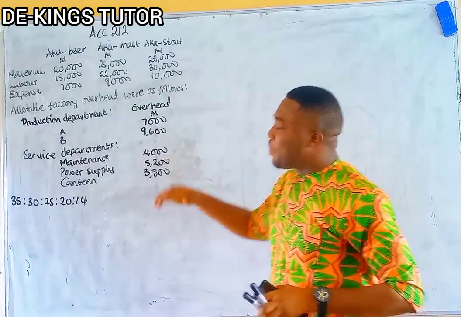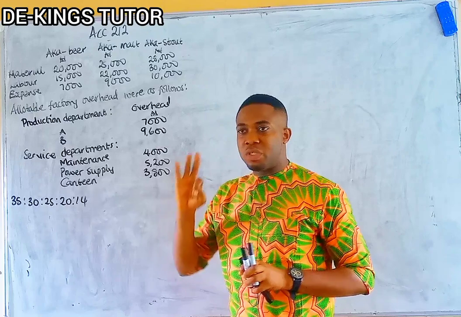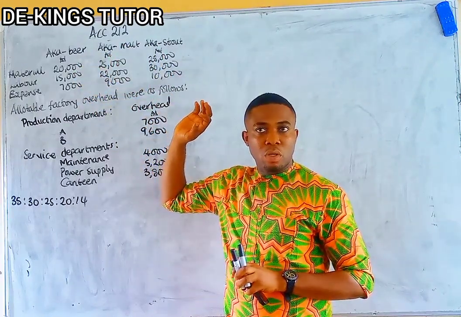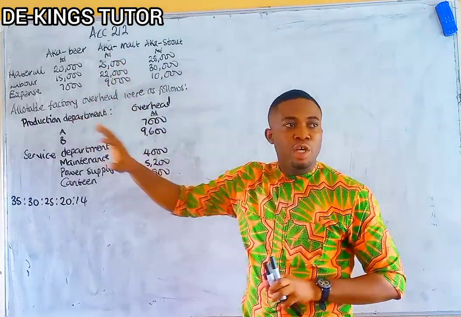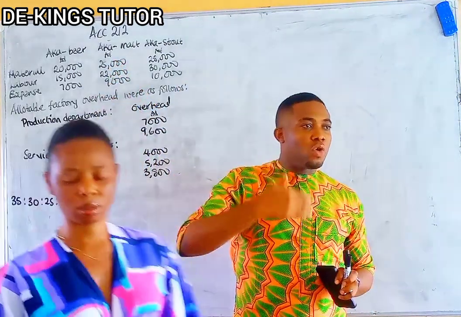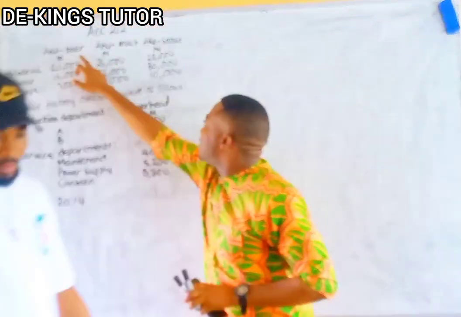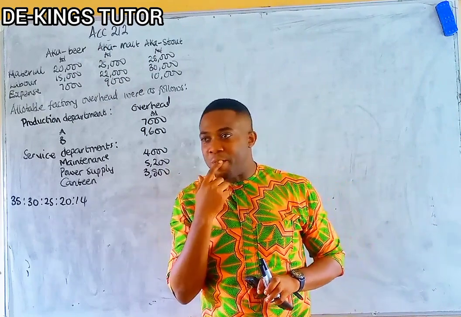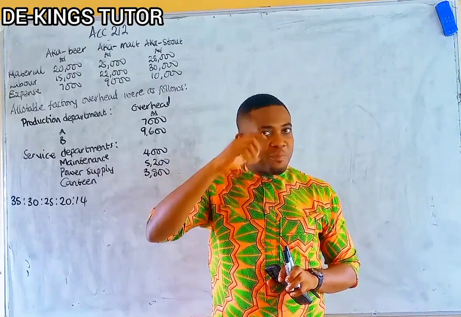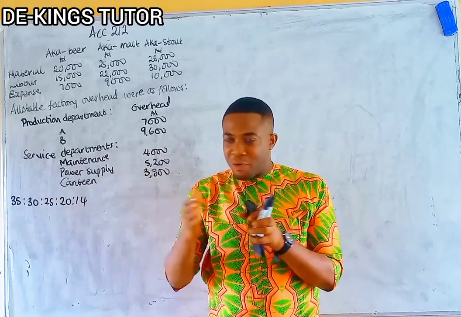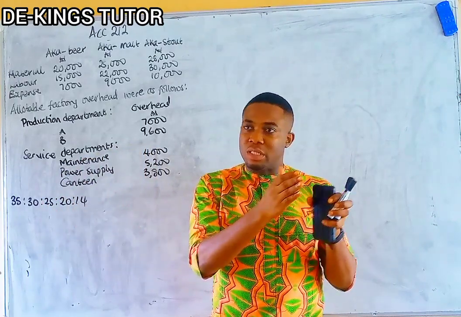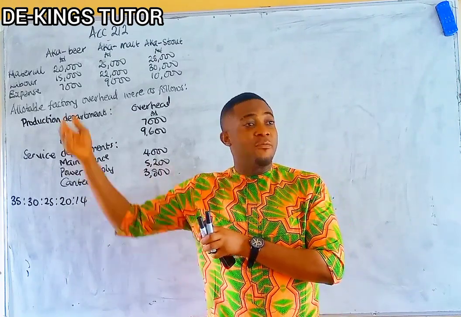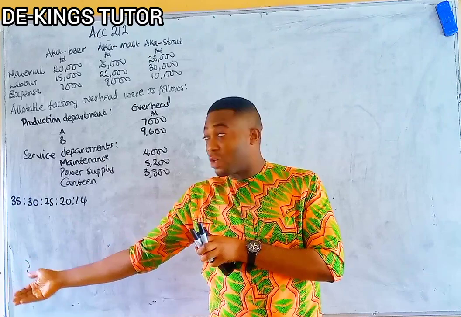Now they said a particular company produces 3 products, which is beer, malt, and stout. Given all this information, they want to know the cost of producing these products. It is when they know the cost of producing them that they can add their profit and determine their selling price, because it is the cost plus your profit that gives what you sell your product at.